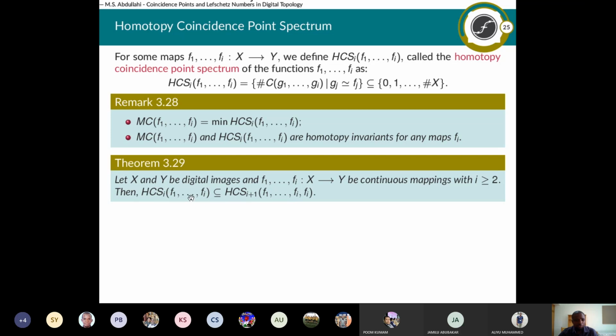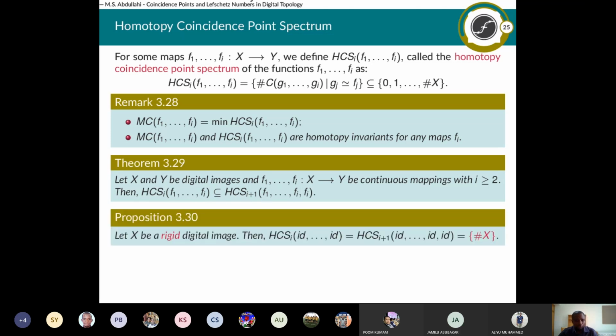Another thing we consider is similar to what we have in the previous part, but you can see that the homotopy coincidence spectrum of i mappings is always contained in the homotopy spectrum of i plus 1 mappings. And for example, if we have a digital image to be rigid and we have an identity mapping, we have i number of identity mappings, and we have i plus 1 number of identity mappings. In this case, this inclusion is an equality. Why? Because the whole of the set will be only the number of elements in X.